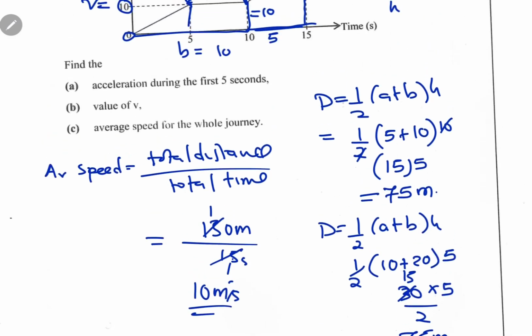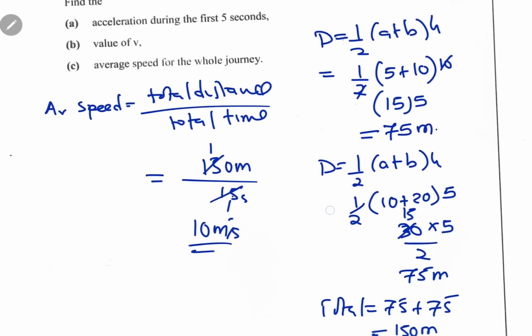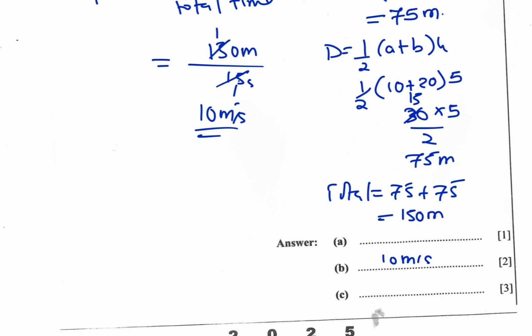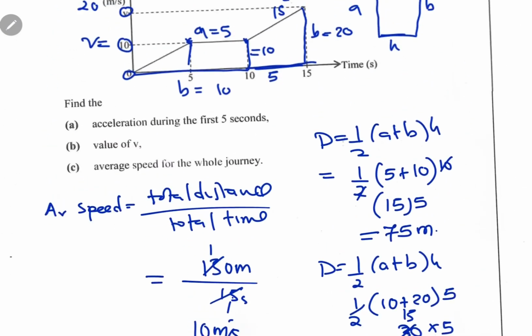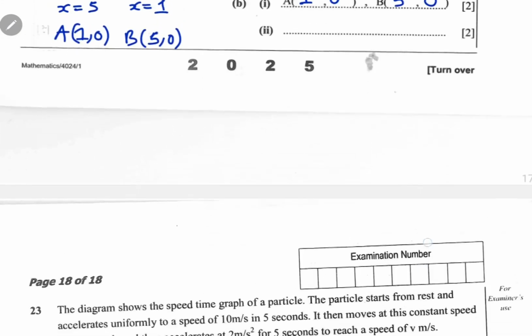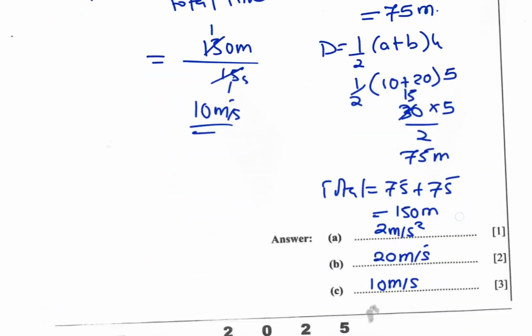What am I finding? The first part, acceleration. Second part, value of v. So first part, acceleration is 2 meters per second squared. The velocity for the second part is 20 meters per second. Then the last part is 10 meters per second. I guess we've done the correct thing. Alright, so that is what you needed to answer in the whole of the paper.